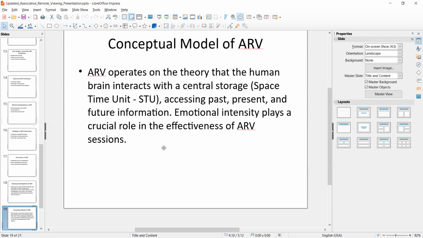ARV operates on the theory that the human brain interacts with a central storage system or time-space unit. Never heard of that. That seems nuts. Accessing the past, present, and future. Emotional intensity plays a crucial role in the effective. Does it? Does it really?